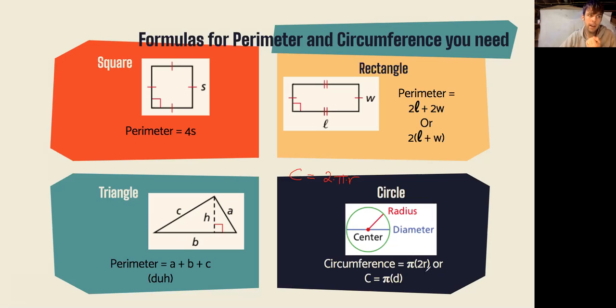And this shows that these formulas really are just the same thing, just using radius or diameter. They're really the same thing. So those are all the perimeter formulas we need to be aware of and know how to use.